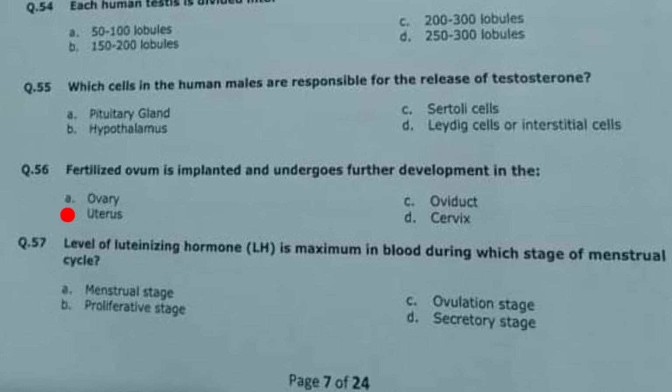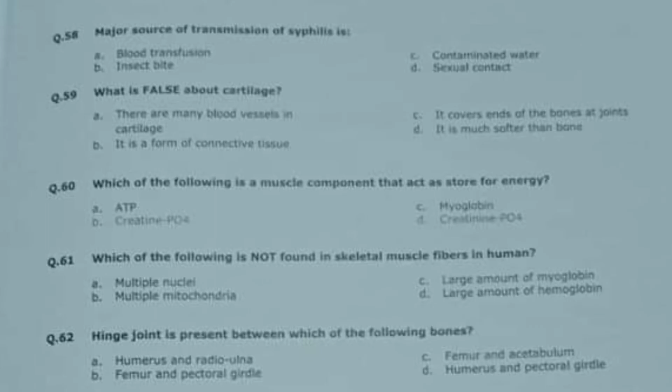57. Level of LH is maximum in blood during which stage of menstrual cycle? Ovulation stage. Option D. Question 58. Major source of transmission of syphilis is sexual contact. Option D.